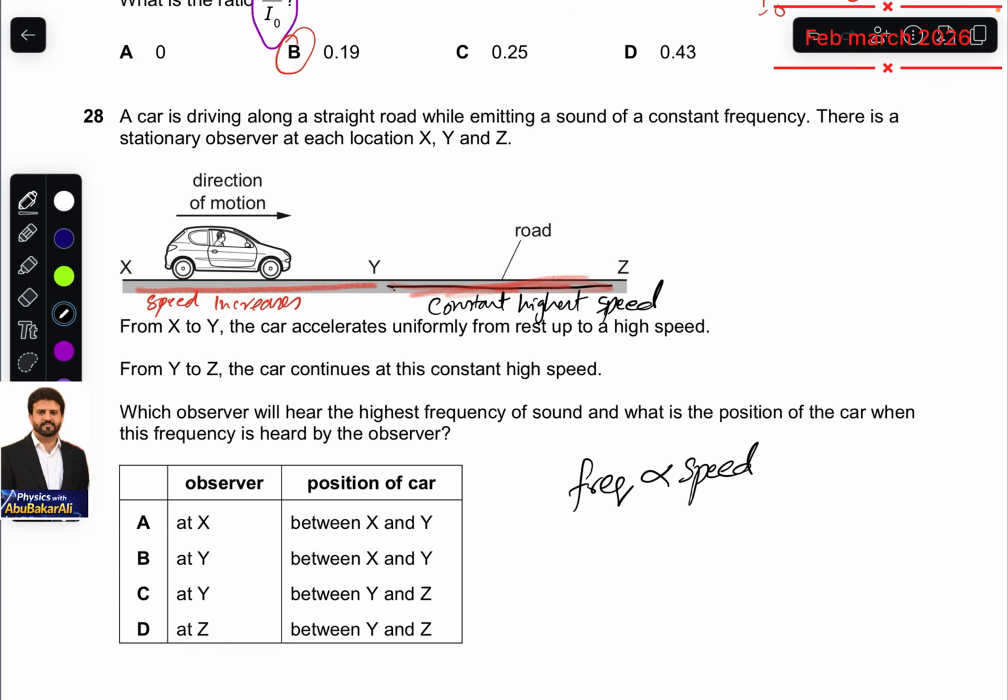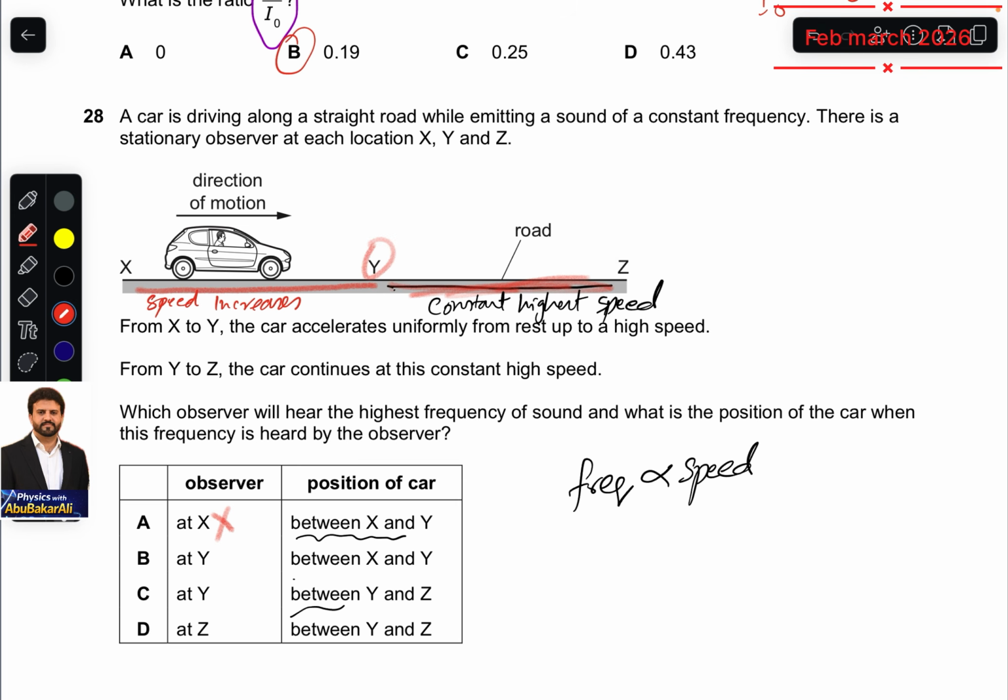There is another technical point. They're asking between, not at a point. If you see, this car is moving away from X, so X will receive a lower frequency for all the cases. So X is out of the options, this is not the choice that you can choose. We have to choose between Y and Z.